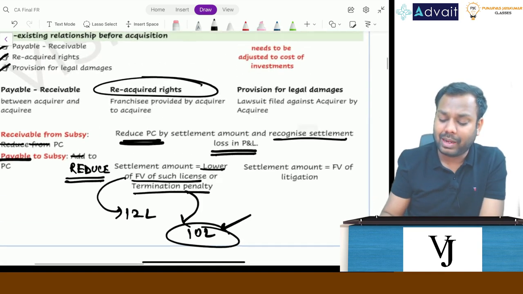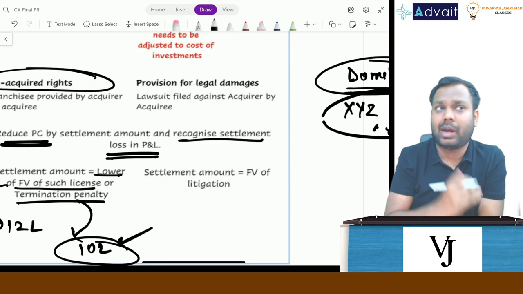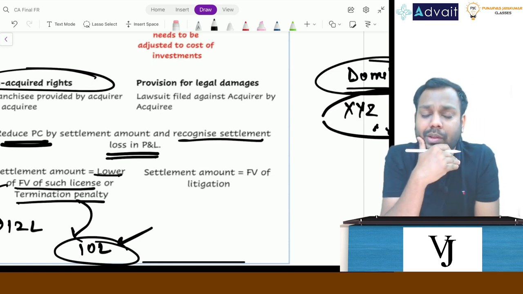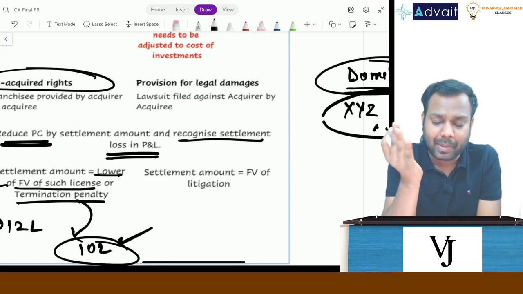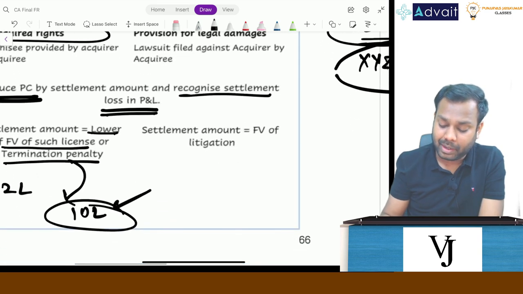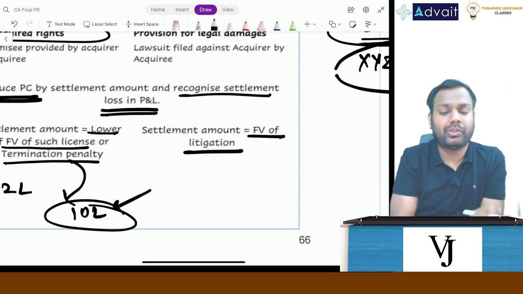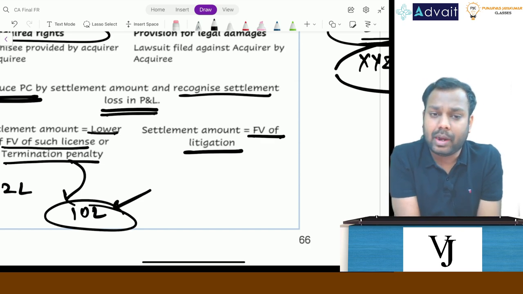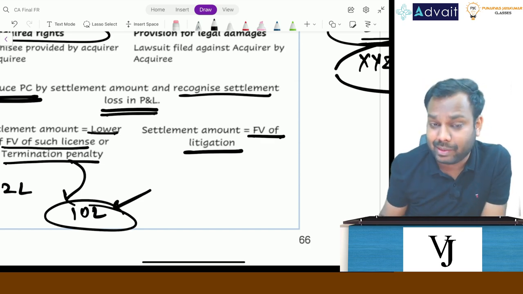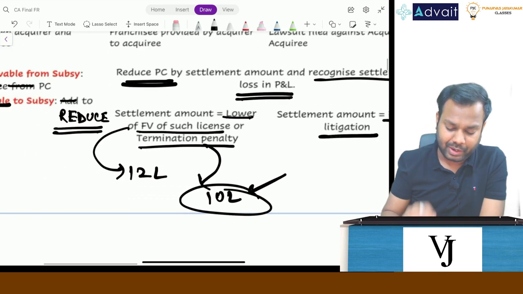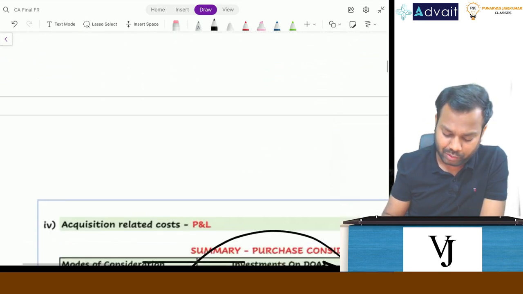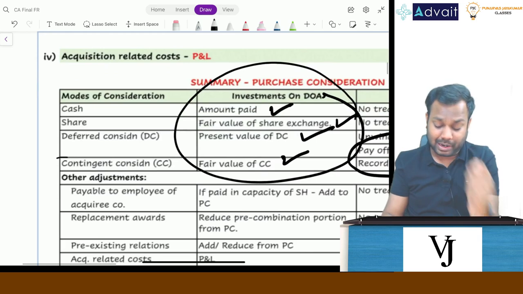The third is, if there are any legal damages, let's suppose either of the parties has filed a suit against the counterparty, then the settlement amount will be the fair value of the litigation amount. That's how we will have to record those pre-existing relationships. I hope it is clear to all of you. We'll take up a question on this and try to resolve it. But now let's understand the summary.